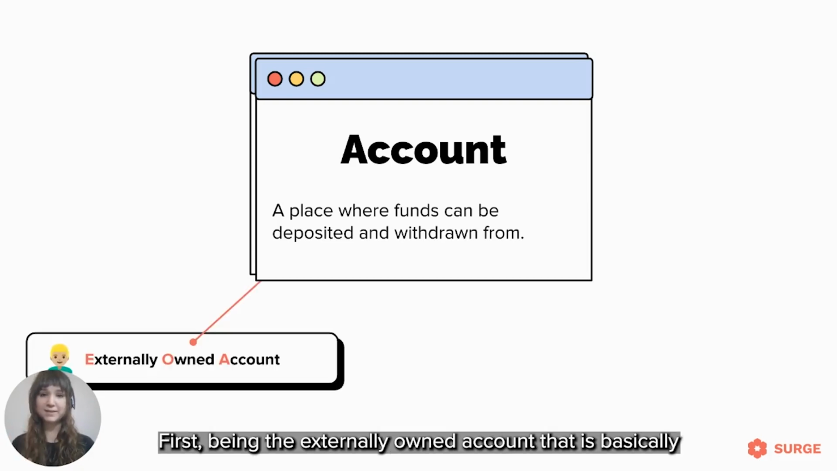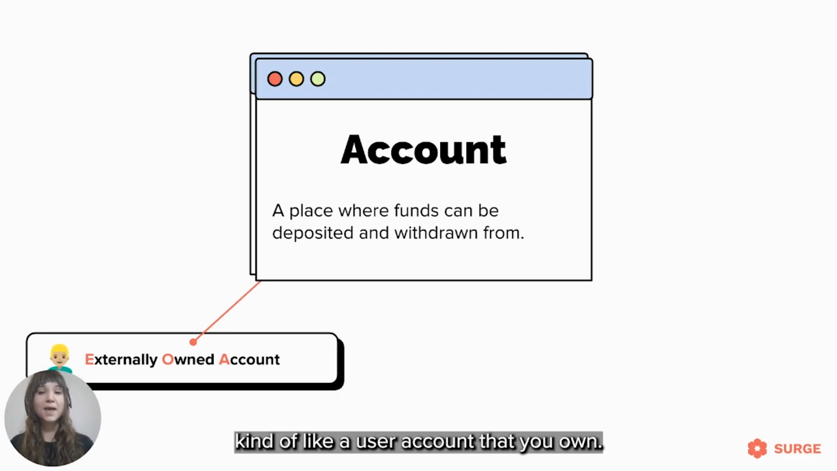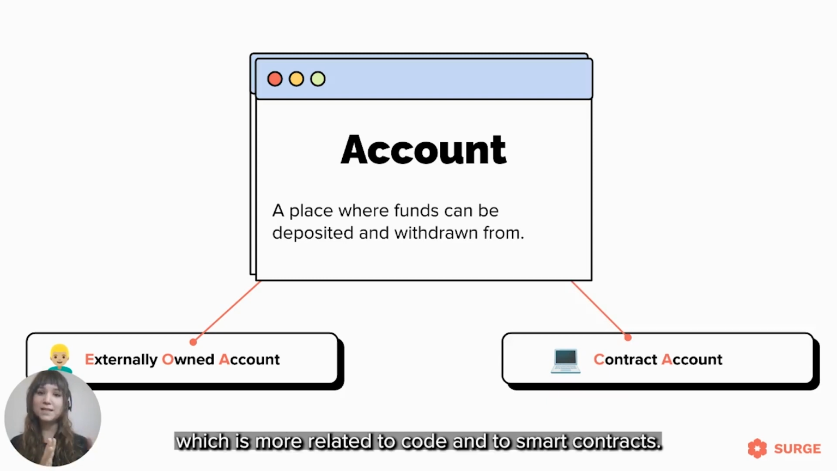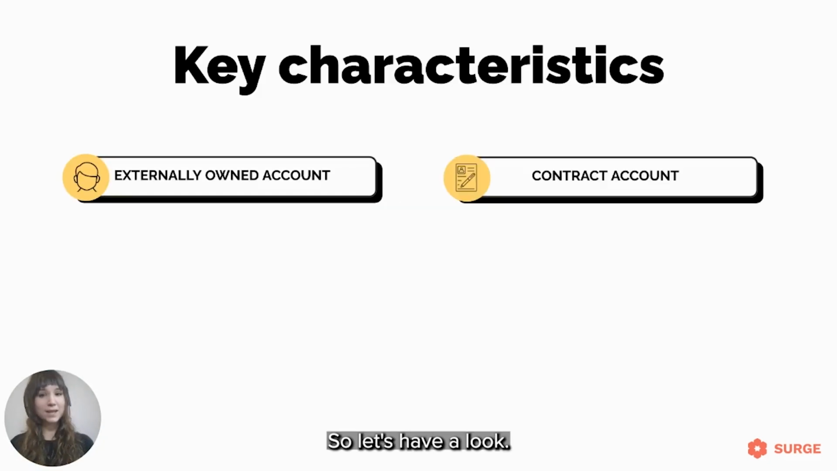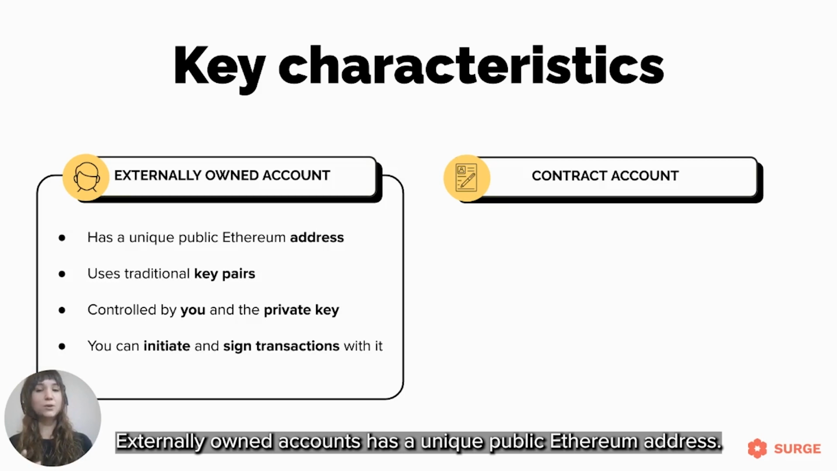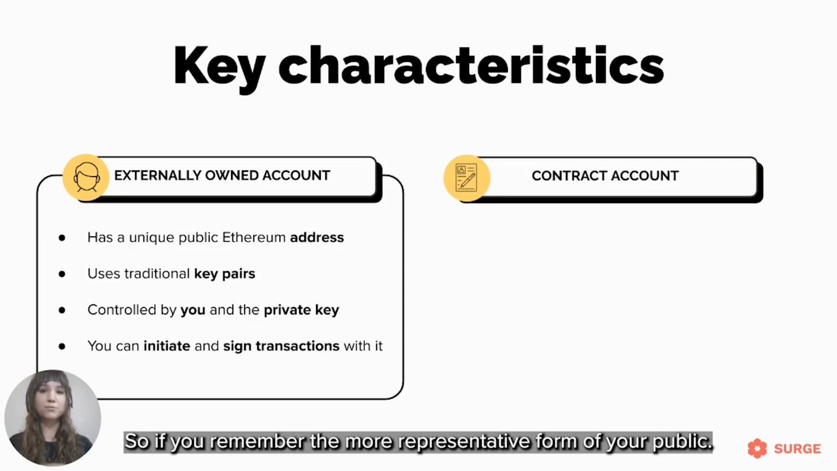First being the externally owned account, which is basically like a user account that you own. And the other type, the contract account, which is more related to code and to smart contracts. So let's have a look. The externally owned account has a unique public Ethereum address. If you remember, the more representative form of your public key.